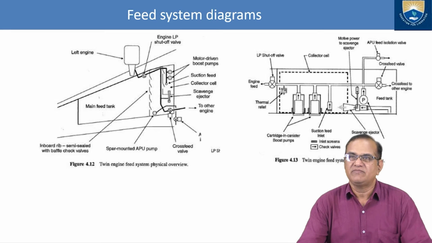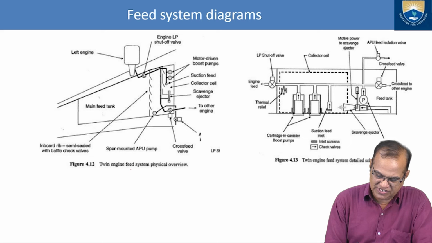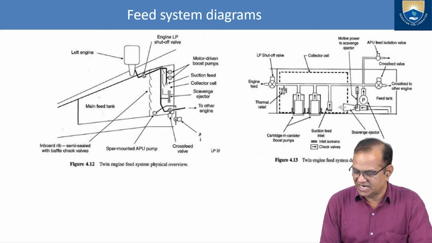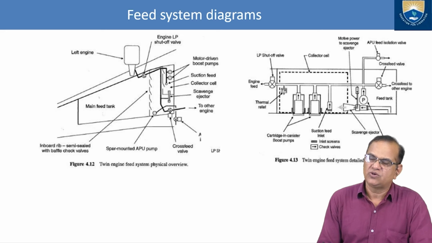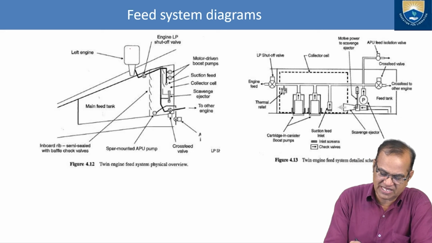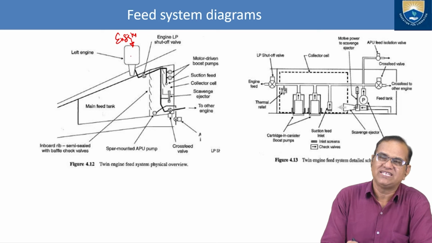Feed system diagram: we can see here how the feed systems work. Twin engine feed system, physical overview, and twin engine feed system, detailed schematic. Here we have the two diagrams. So in the engine feed system, this is the engine, the left engine is shown here. So from the tank, how will the fuel go to the engine?